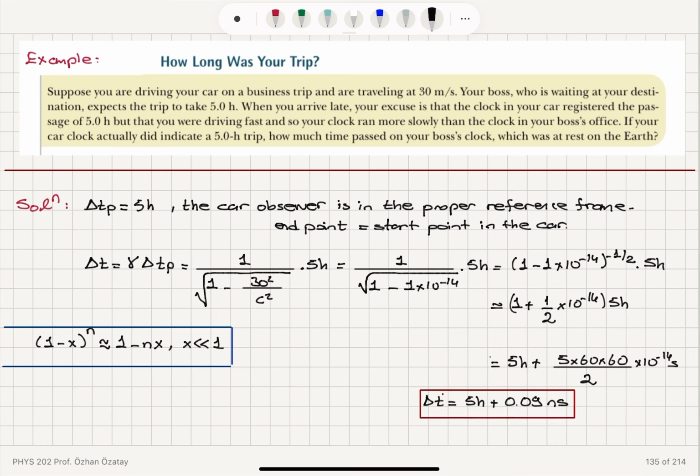So what is the conclusion? The difference in these two clock measurements is negligible. Therefore, this is not a valid excuse. Okay, so you can fool your boss if the boss does not know relativity.